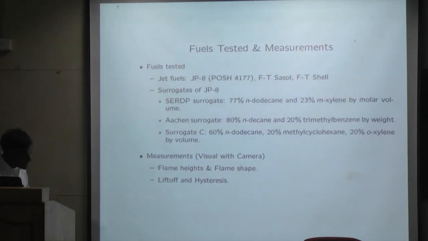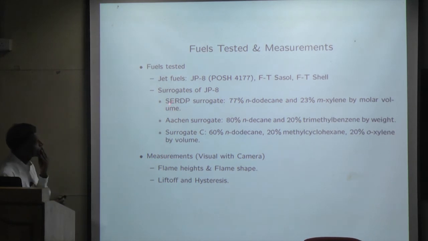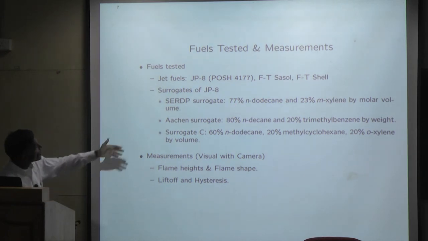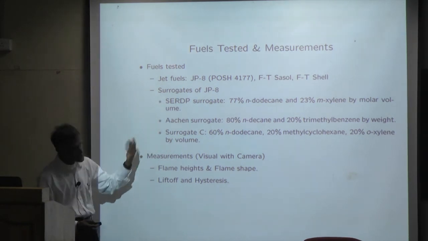The fuels we tested were jet fuels: JP8, and some sort of Fischer-Tropsch fuel which the U.S. Air Force wants to use, and these are surrogates of JP8. The surrogates are the Aachen surrogate and surrogate C, and we were particularly asked to test what's known as a SERDP surrogate. I'm not sure what the strategic environmental something stands for. Anyways, that's the surrogate the U.S. Air Force wanted to use. The idea was they wanted us to compare the SERDP surrogate with jet fuel, but we added these two things to it as well.